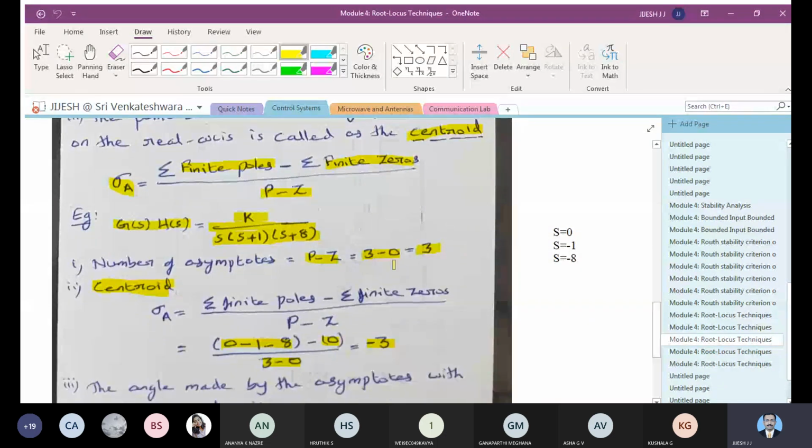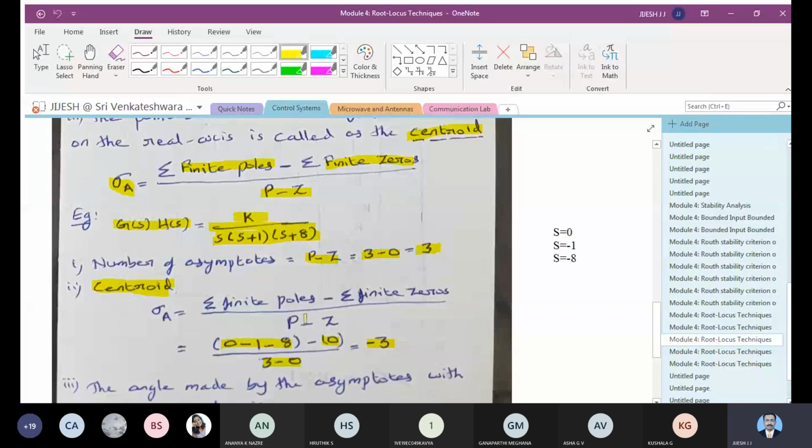And we have also plotted for that. So G(s)H(s) is equal to K by s into (s plus 1) into (s plus 8). So here you know that zeros are not available, but three poles are available. We have s is equal to 0, s is equal to minus 1, and s is equal to minus 8. The poles are available at those points, and the number of asymptotes is P minus Z. So the number of poles is 3, 3 minus 0, you got it as 3.